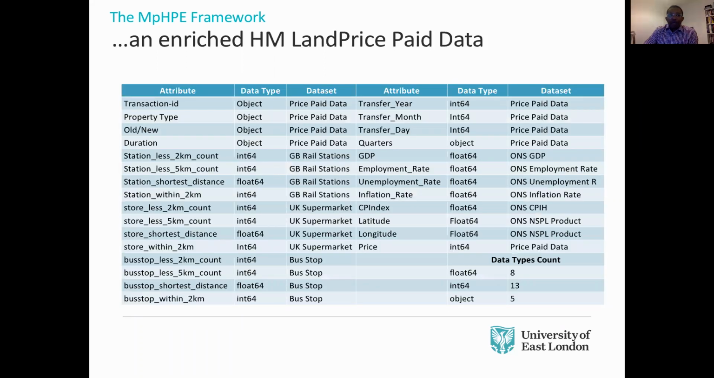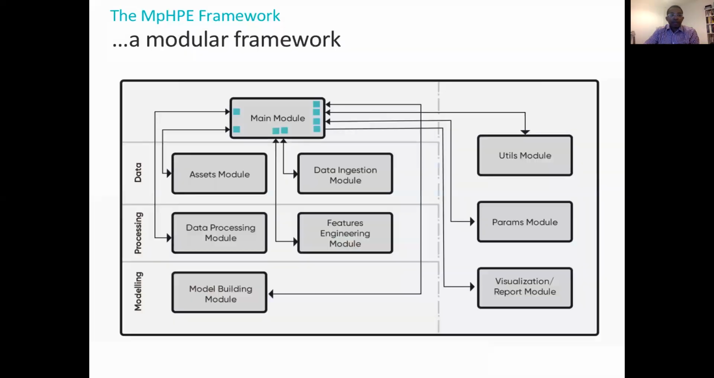The enriched HM price registry data, as we see on screen, now comprises of a whole range of data sets. If you look at columns 3 and 6, they comprise a whole range of attributes from a whole range of other sources other than the primary data set, which is the price paid data. And I would explain this in detail later.